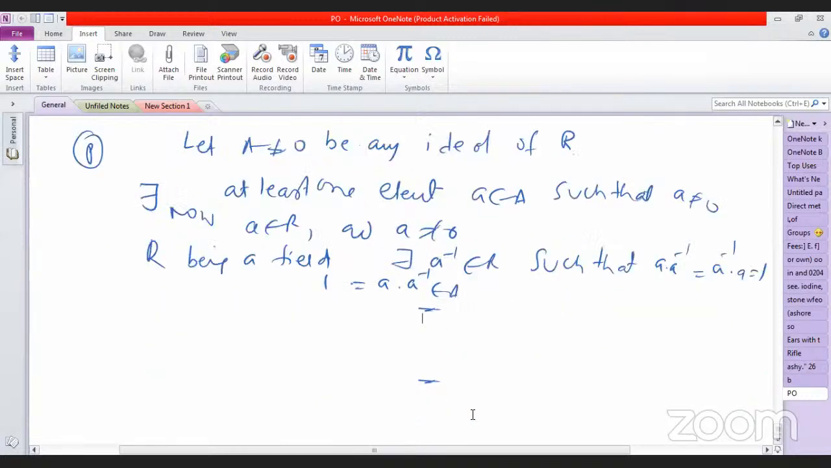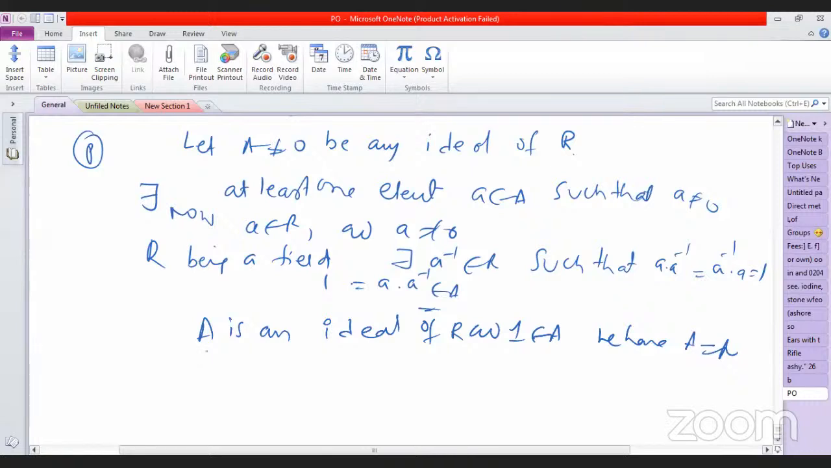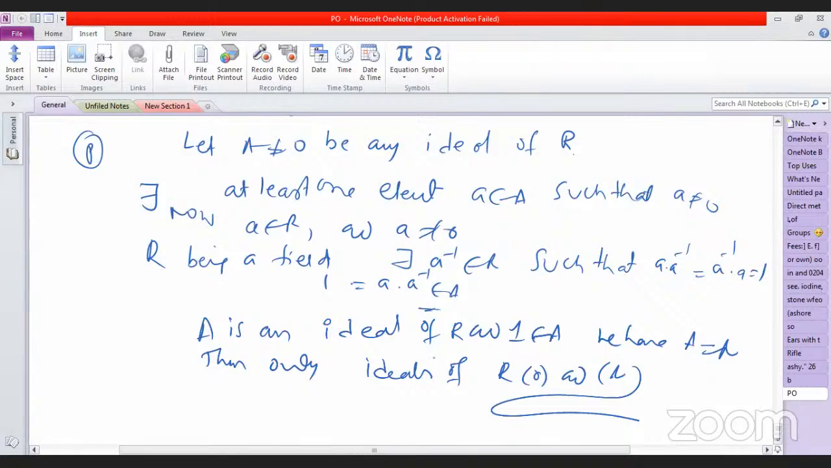So A is an ideal of R and 1 belongs to A. We have A is equal to R. So thus the only ideals of R are 0 and R. So we have proved 0 and R itself. Any more doubts? Ask me.